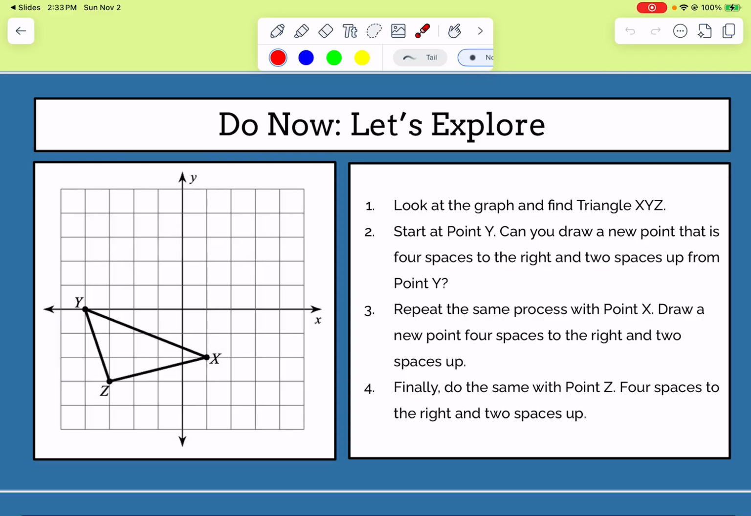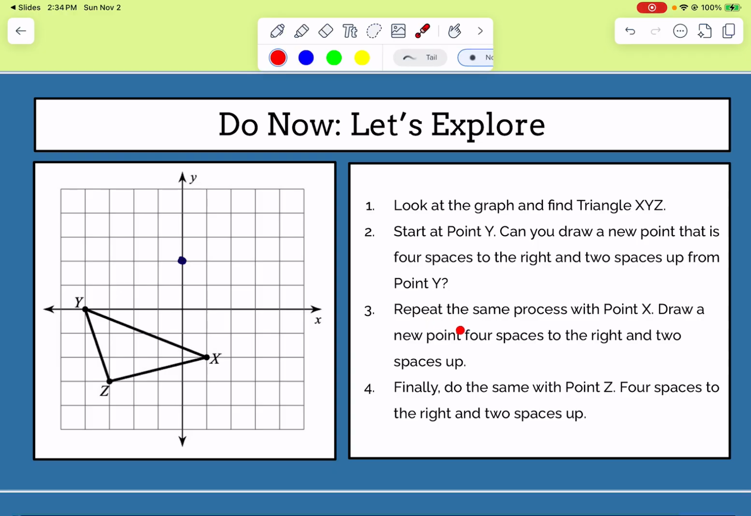All right, welcome back. It says look at the graph and find triangle XYZ. There it is. Start at point Y. Can you draw a new point that is 4 spaces to the right and 2 spaces up from point Y? So again, I'm at point Y. I'm going to count 1, 2, 3, 4 spaces to the right and 2 spaces up. I'm going to put a point there.